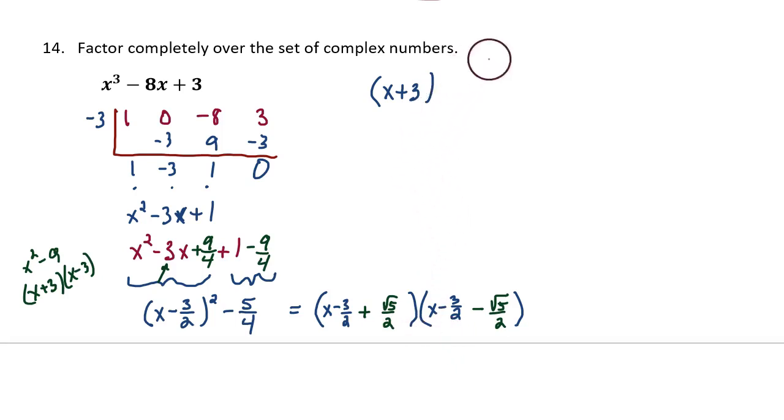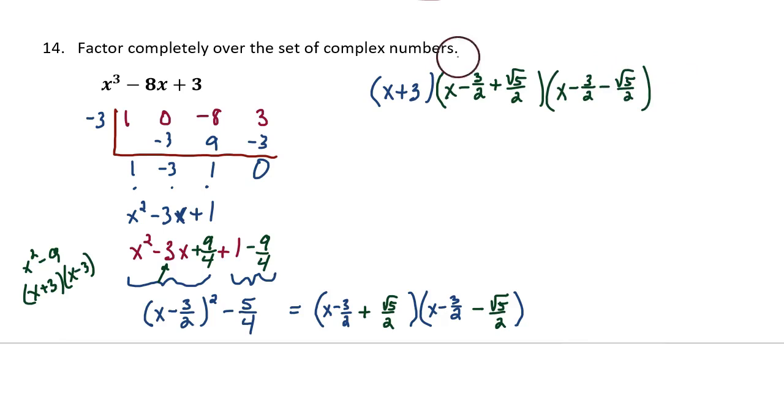So I had started to write my answer up here. We just need to finish it off. So another factor is x minus 3/2 plus the square root of 5 over 2. And a third factor is x minus 3/2 minus the square root of 5 over 2. Here is factored form.